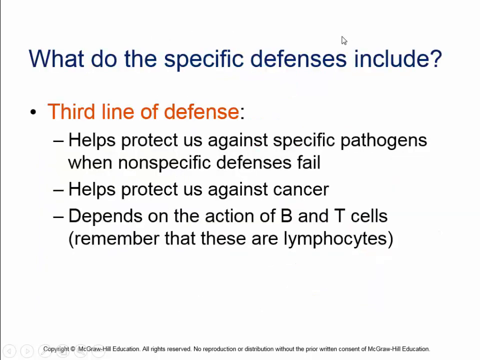So our specific defenses are indeed those third-line defenses. They include our B and T cells. They allow us to be protected against things such as cancer, as well as these protect us if our non-specific defenses fail. The non-specific defenses were covered in Chapter 14.